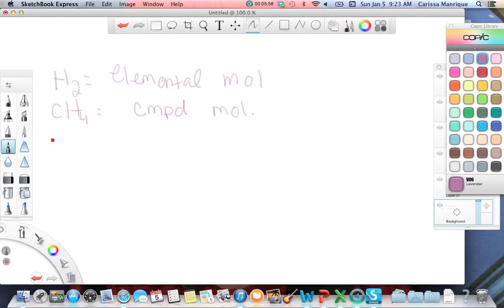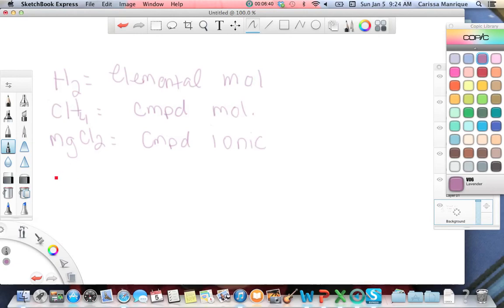What about MgCl2? So first, is it a compound or is this an element? Since we have a mixture there, it's a compound. Now we're going to see, is it molecular or is it ionic? Look, magnesium is on the left side of the periodic table, so it's a metal, and chlorine is on the right side of the periodic table, so it's a nonmetal, so this would be a compound ionic.